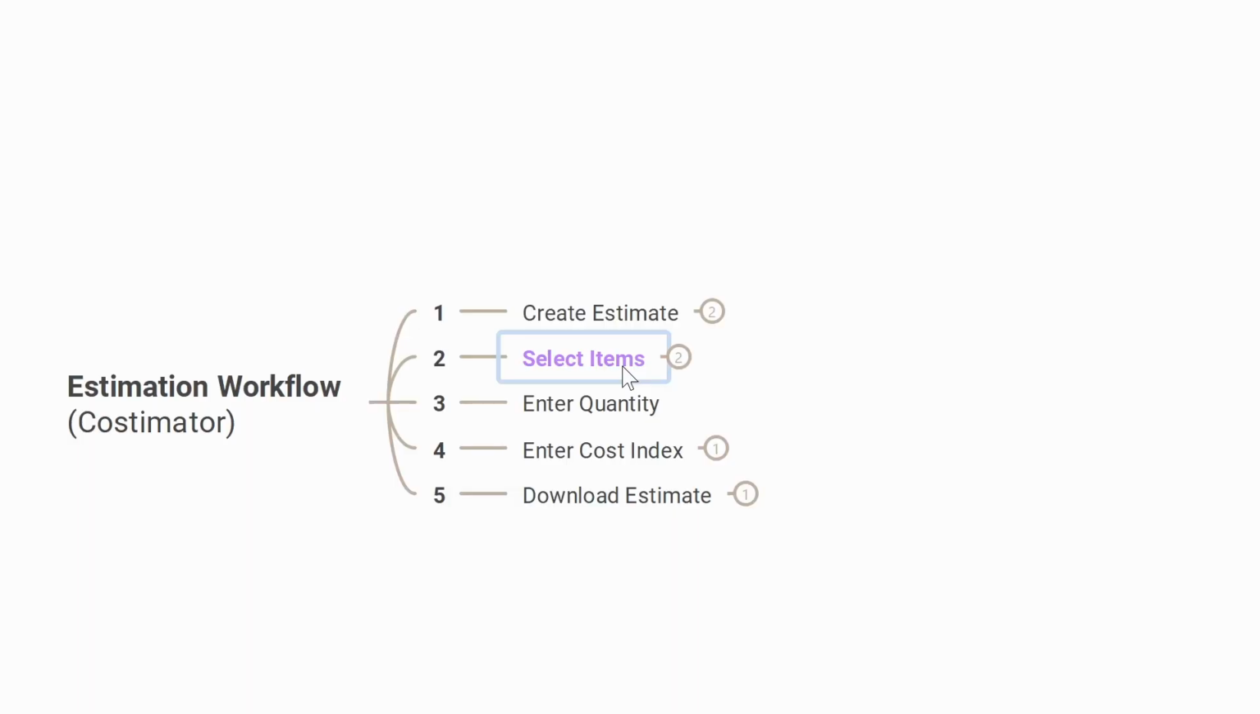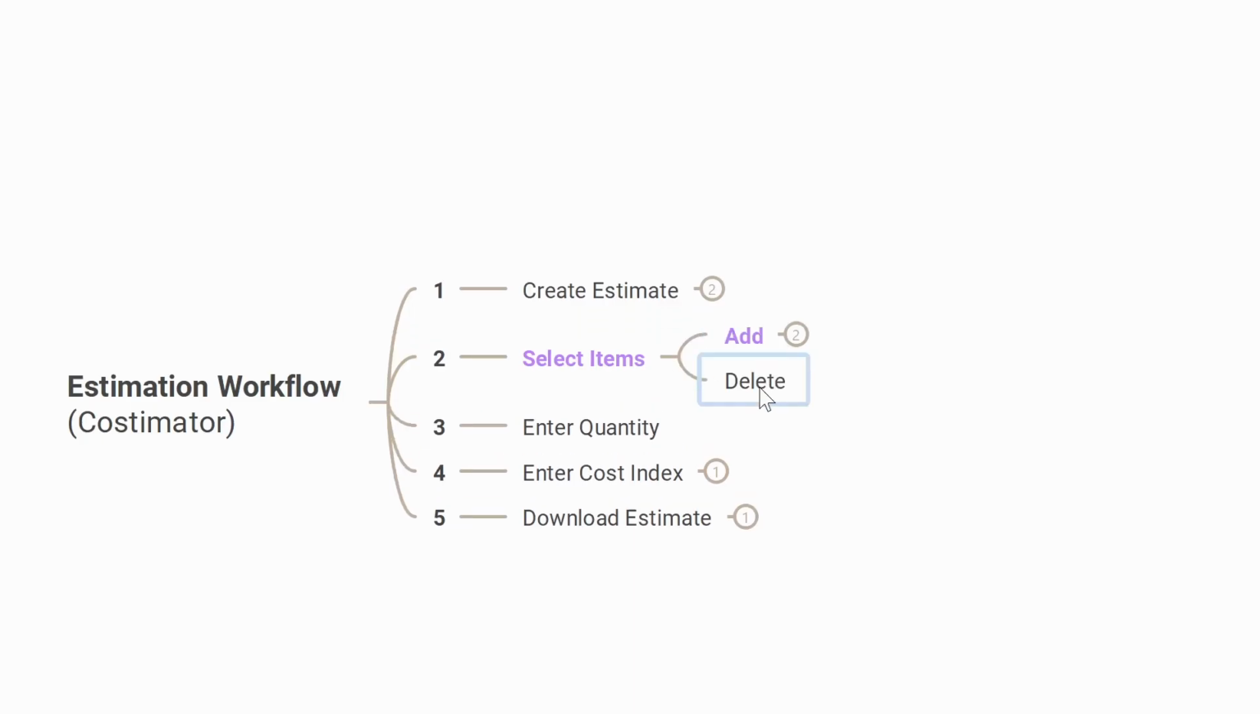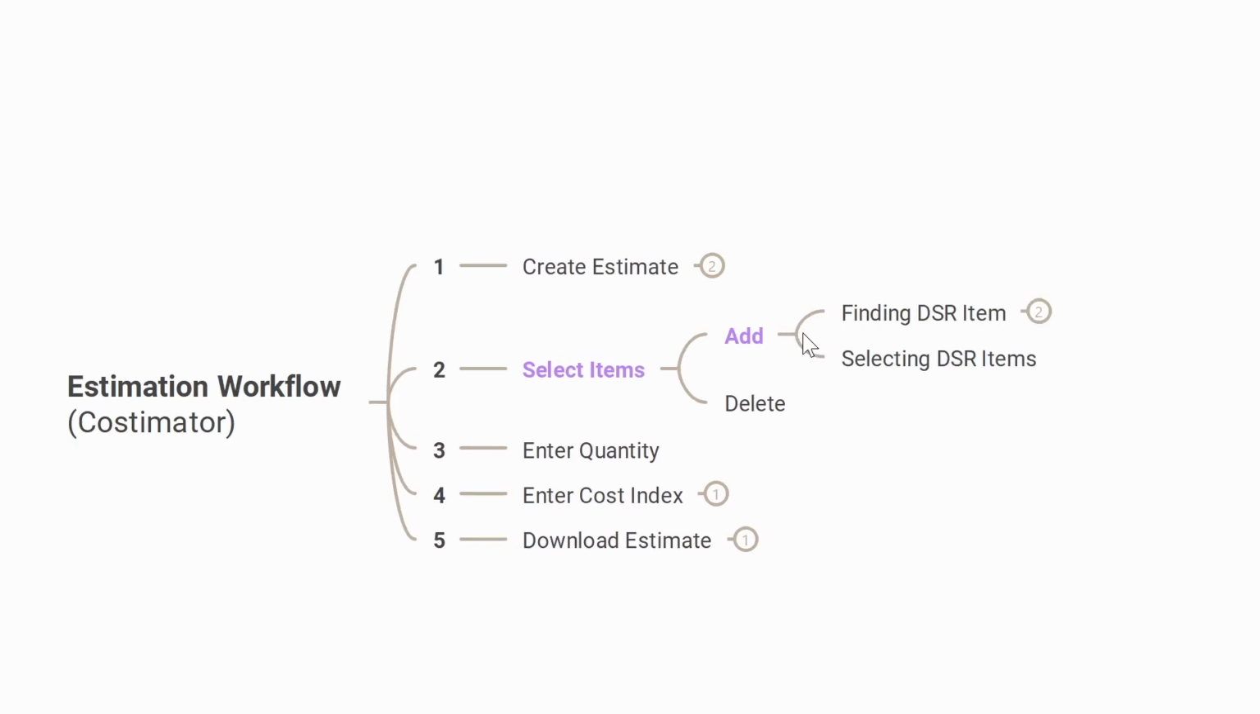So here I'm inside the second step of the estimation workflow, which is going to be about selecting the items. Now, as I said, it involves two steps, adding and deleting. We are going to be talking about adding. Now, when we talk about adding, we need to understand what DSR items we are trying to find out. So step one is finding the DSR items itself, and the second will be selecting the DSR items. Now, finding DSR items has been given in two ways.